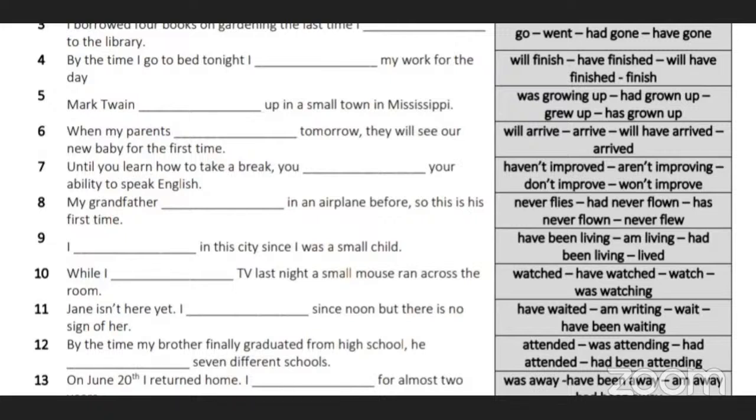When my parents dash tomorrow, they will see our new baby for the first time. Will arrive. Yes, will arrive is the correct answer. When my parents will arrive tomorrow, they'll see the new baby for the first time. We move to number 7.